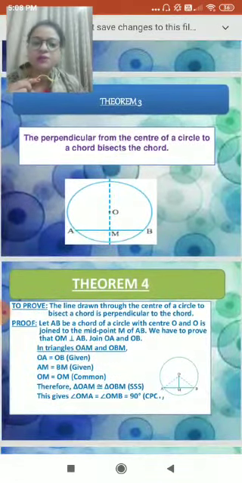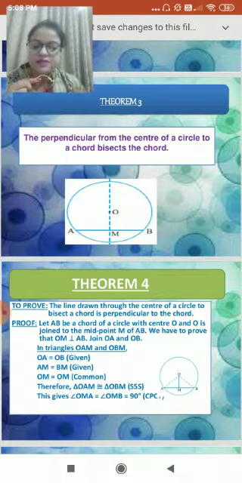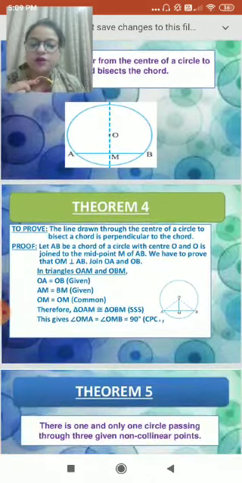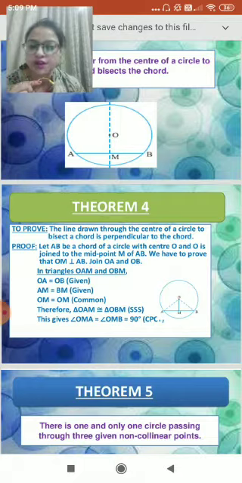Now theorem number 3: the perpendicular from the center of a circle to a chord bisects the chord. When you draw a line from the center perpendicular to a chord, it bisects the chord. That means you need to prove in this question that AM and MB are equal. So let us prove theorem 4. When you prove theorem 4, your theorems 1 and 2 also get involved.